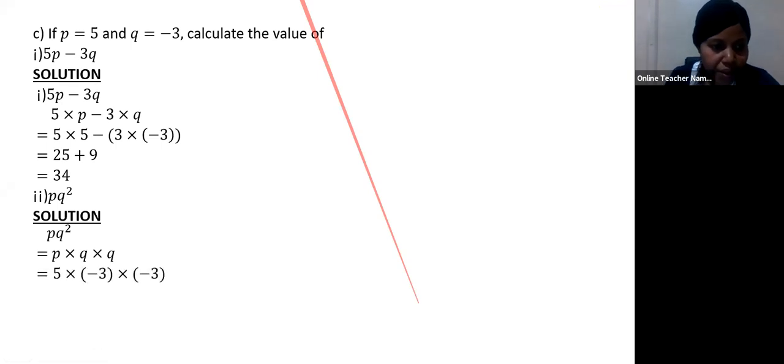Where there's P, we'll replace a 5. Where there's Q, we'll replace a negative 3. 5 times negative 3 times negative 3 is the same as 5 times 9, which is going to give us 45. Is it clear?